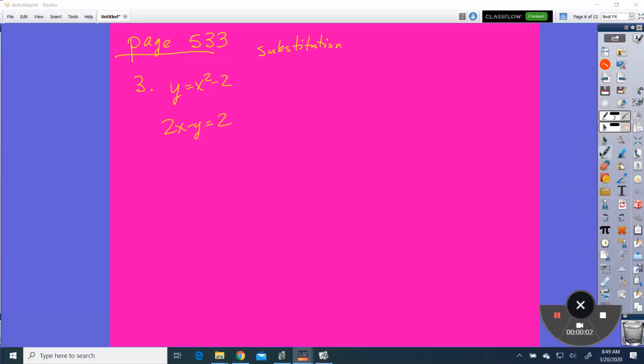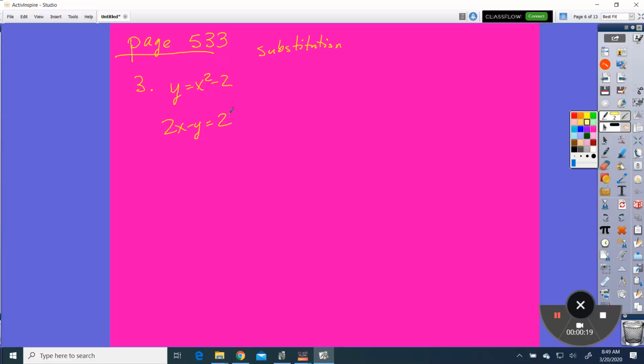Okay, so on page 533, these are systems of equations that are not linear, meaning they have powers that are bigger than just 1. So we have x squareds and different things going on with them. So this first problem, it says solve for x and y using substitution.